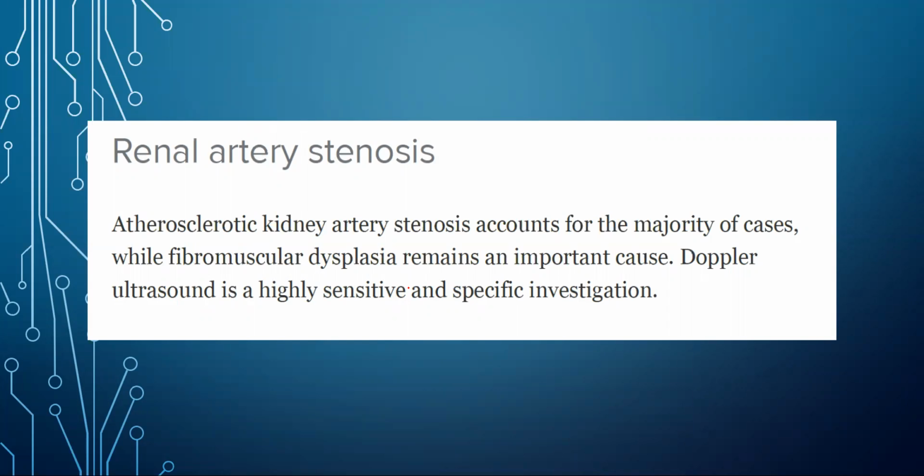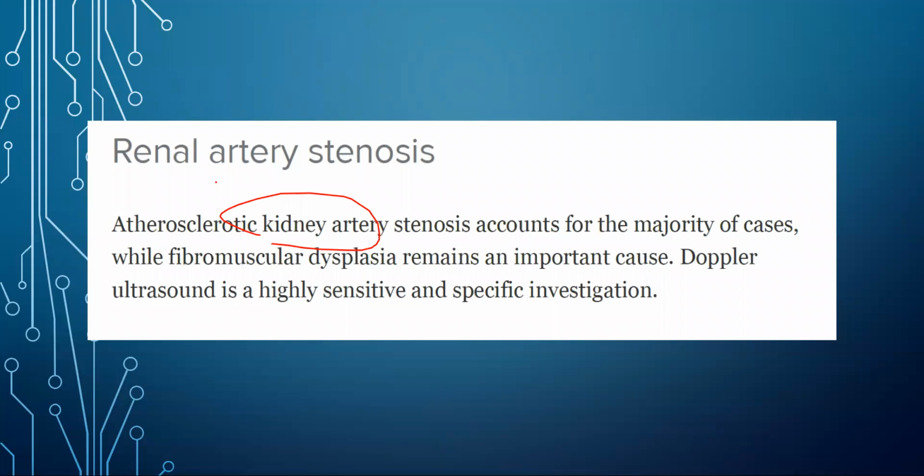Now, renal artery stenosis, it's important to remember as one of the causes of secondary hypertension. Renal artery stenosis usually occurs by some fatty deposition in the kidney artery, which means someone who has an atherosclerotic problem like ischemic heart disease, peripheral vascular disease, high cholesterol, they are more prone to get this kind of problem.